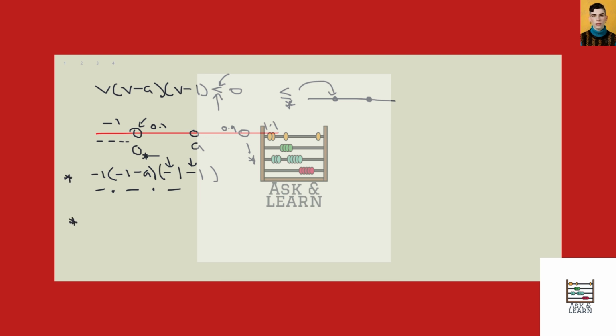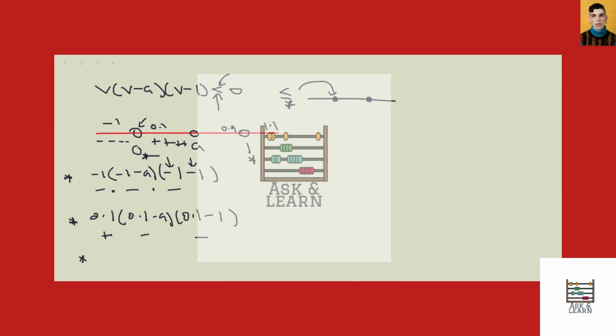The second step, we'll take the 0.1 and plug it into the expression. So this is 0.1, then 0.1 minus a, and then 0.1 minus 1. a is obviously greater than 0.1 because a lies to the right of 0.1, so 0.1 minus a is going to be negative. And then 0.1 minus 1 obviously has to be negative. So two negative numbers will give you a positive. So this part will be positive.